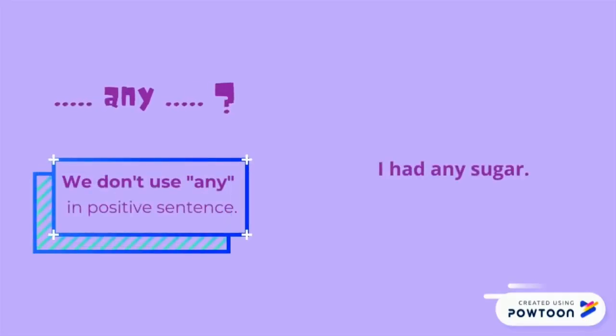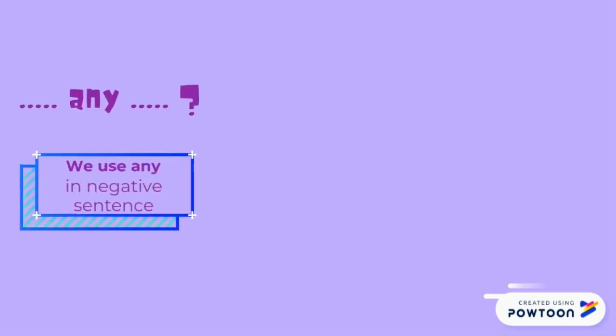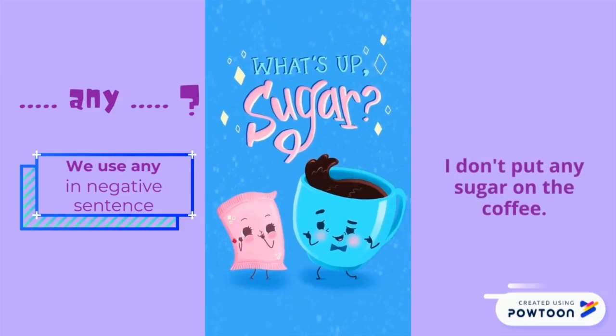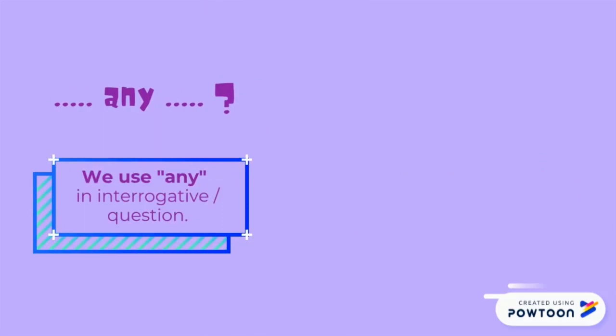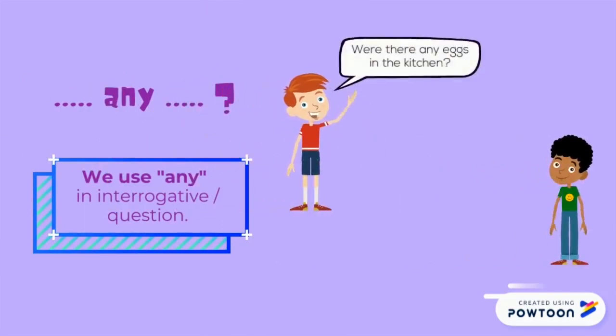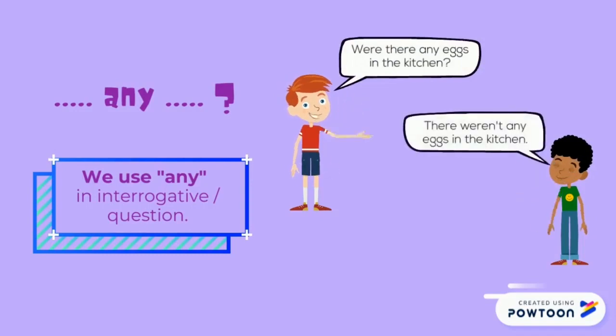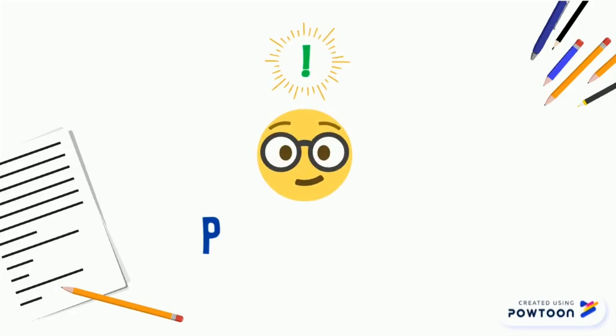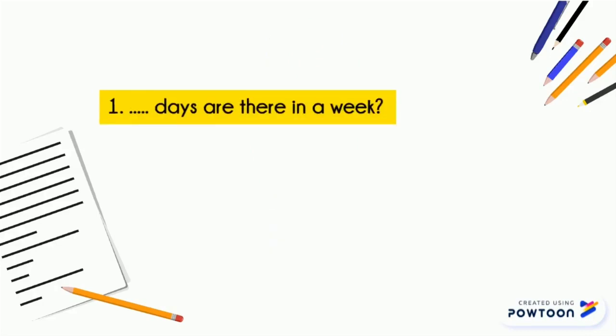For example, I had any sugar. Is it correct? No, it's totally incorrect. We use any in negative sentence, like I don't put any sugar on the coffee. Next, we use any in interrogative sentences. Were there any eggs in the kitchen? There weren't any eggs in the kitchen. So far, do you understand? Let's practice more in answering the question.